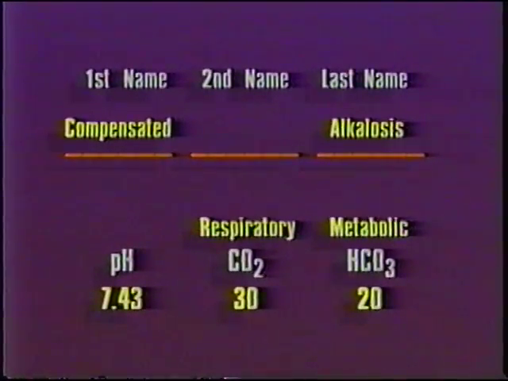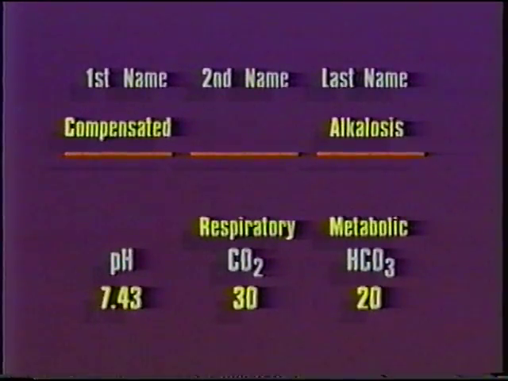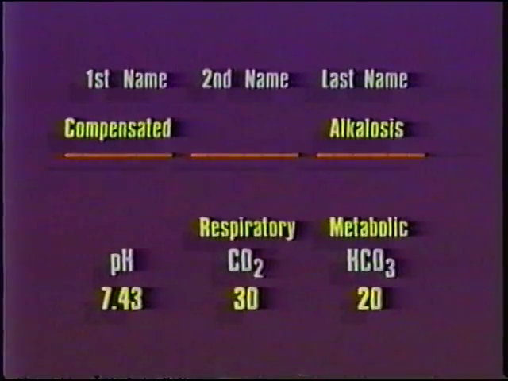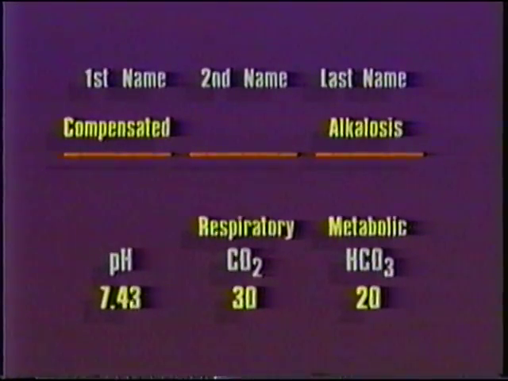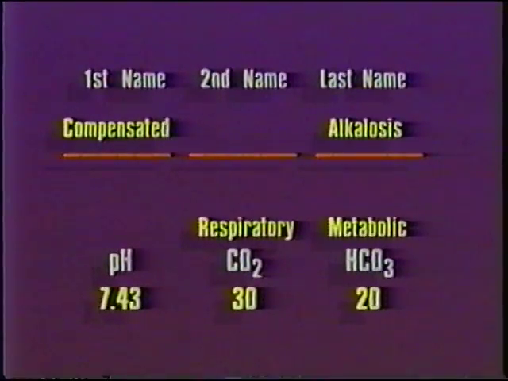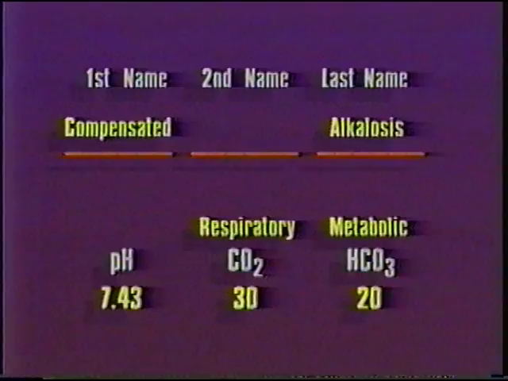Right, it's above 7.40 and closer to the alkalotic side, so the baby's last name is alkalosis, unless both CO2 and HCO3 are normal, which we'll discuss in a few moments. So the baby's first name is compensated and the last name is alkalosis. Now let's identify the baby's father and choose the middle name.